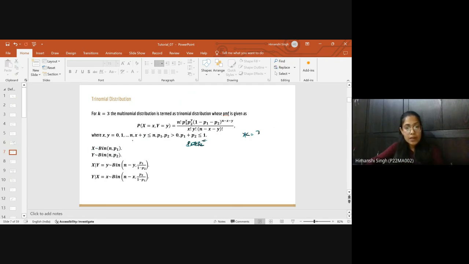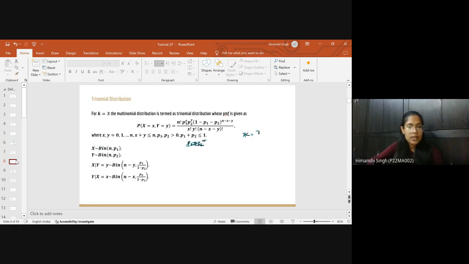Now apart from this, if I consider the conditional distribution, X given Y equals y will again be a binomial distribution with size n minus y and probability p1 by 1 minus p2. If I consider Y given X equals x, then this conditional distribution will again be binomial with size n minus x and probability p2 by 1 minus p1. So this is basically a particular case of the multinomial distribution, which is quite popular.